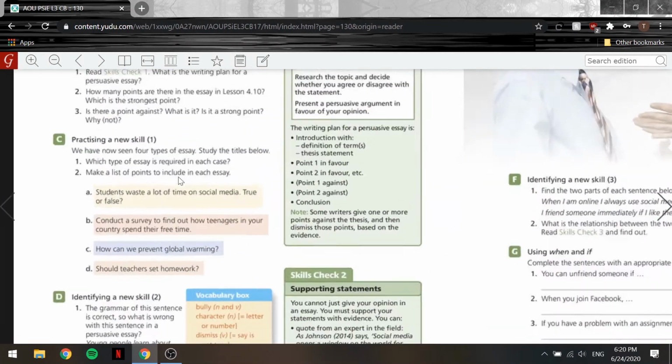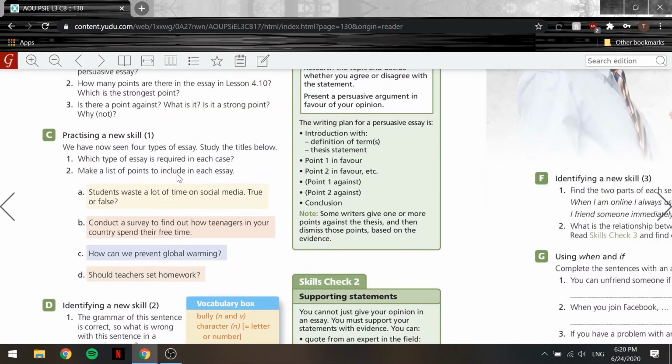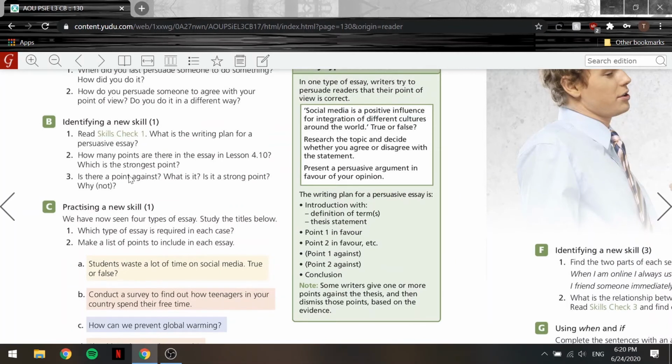Anyway, let's keep going. By the way, I think I forgot about this. How many points, this question right here. So how many points are there in the previous essay that we talked about? We had 4 points, by the way. So 2 in favor and 2 against. 4 points, and I chose similar interests as the strongest one for me personally. You can choose your own, but that was the strongest one for me.